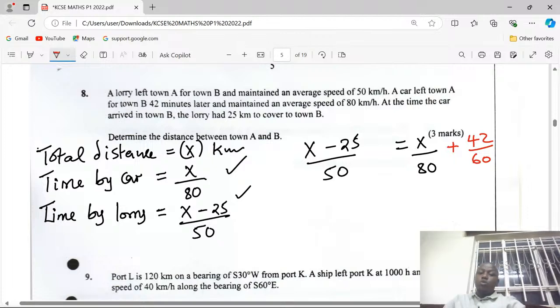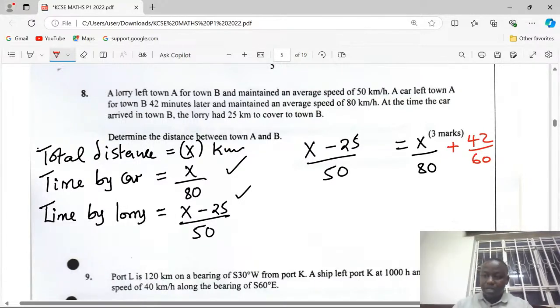So for the times to be equal, there is the time the lorry covered when the car had not begun its journey. There is the time covered by the lorry. You can see people are really following. This is good. There is some time the lorry covered when the car had not begun its journey. And so at this point now we can solve for x by multiplying by the LCM.